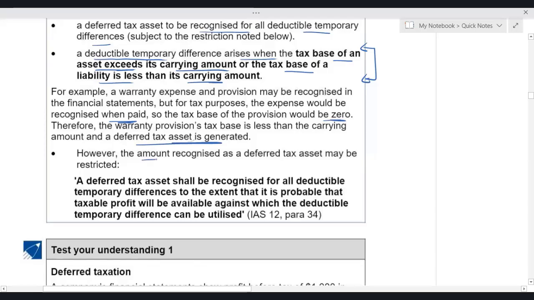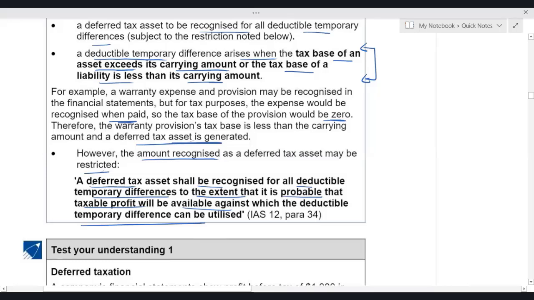However, the amount recognized as deferred tax asset may be restricted. A deferred tax asset shall be recognized for all deductible temporary differences to the extent that it is probable, meaning more than 50% chance, that taxable profit will be available against which the deductible temporary differences can be utilized. Actually, deferred tax asset means your company is going to save tax in the future. But obviously, you will only be saving tax in the future when you have taxable profits in the future.